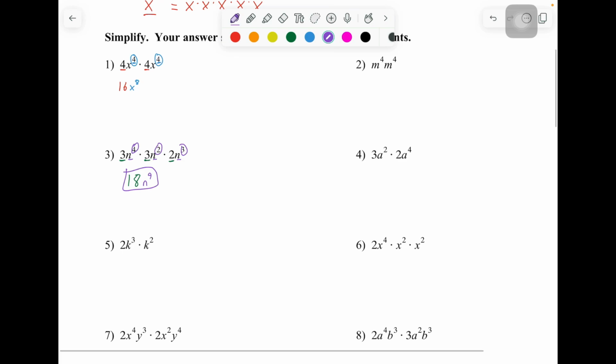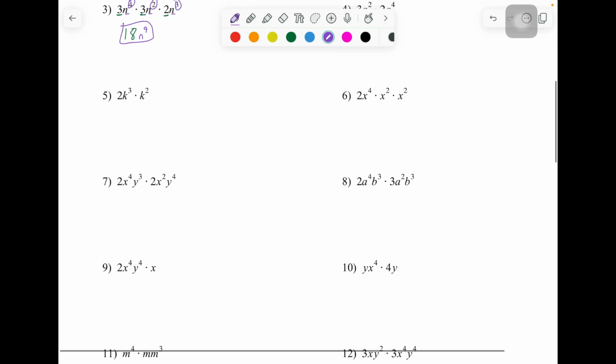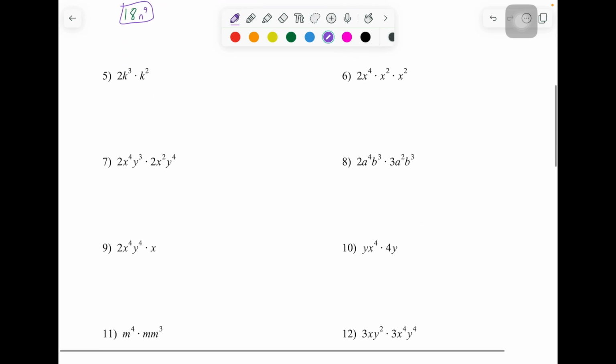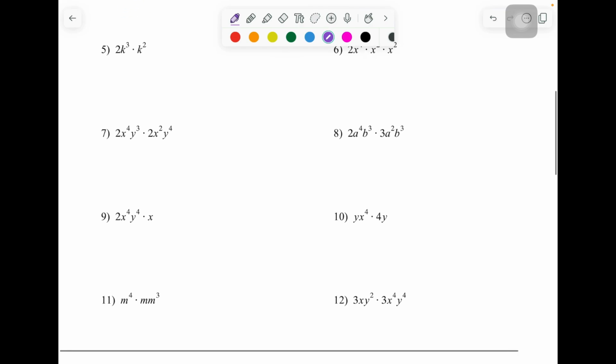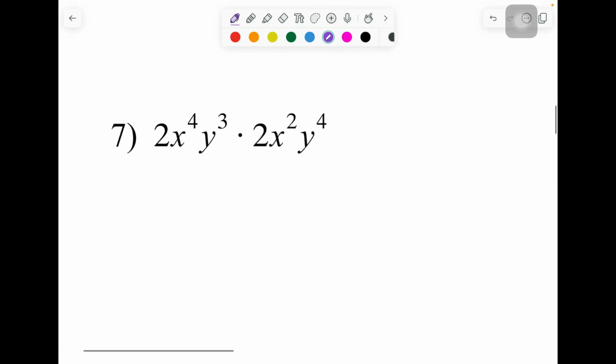Okay. I'm going to do one more for you because as you get down to number 7, like the second half, now we have two variables. Okay. So the process is the same though. You look at the big numbers, the coefficients, the numbers in front. So 2 times 2 is 4.